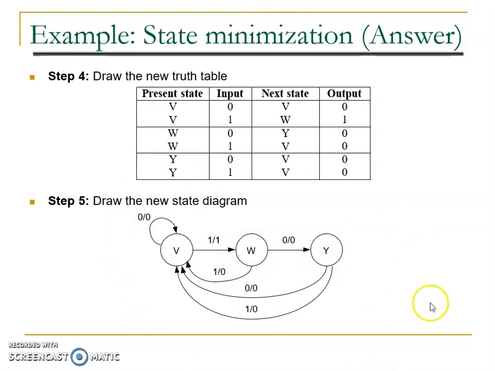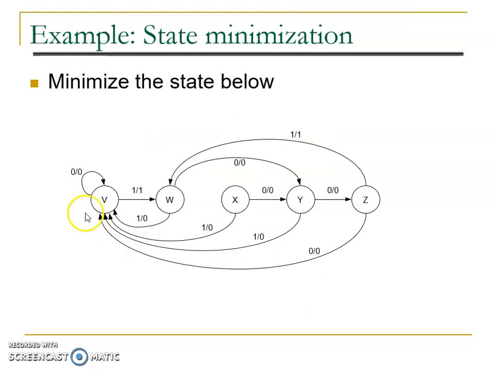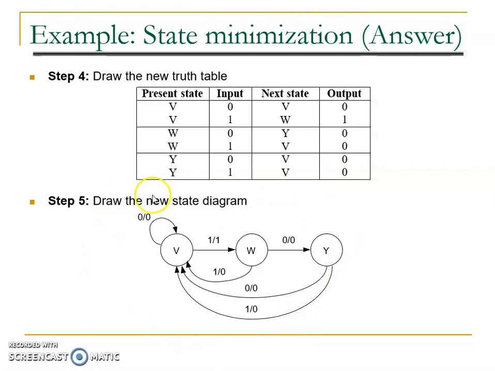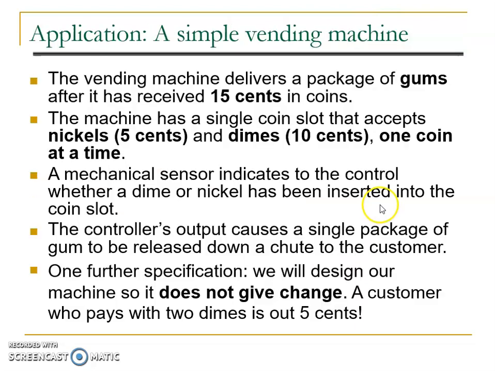So we get the equivalent state minimization from 5 states. From this state diagram that contains 5 states, we can minimize to only 3 states, V, W, and Y only. So that is how we do state minimization. Then next is the application of the Mealy model, which will be discussed in the next video.